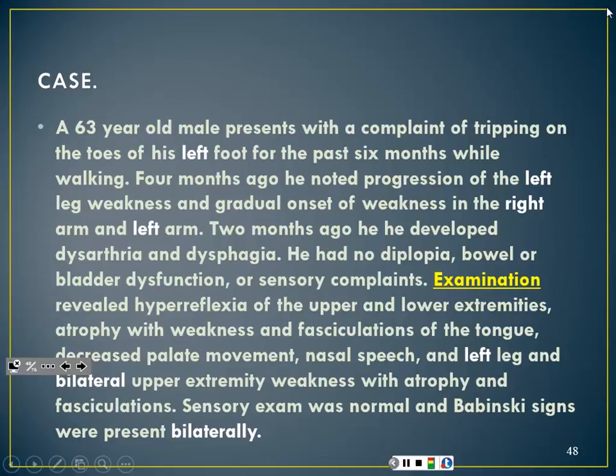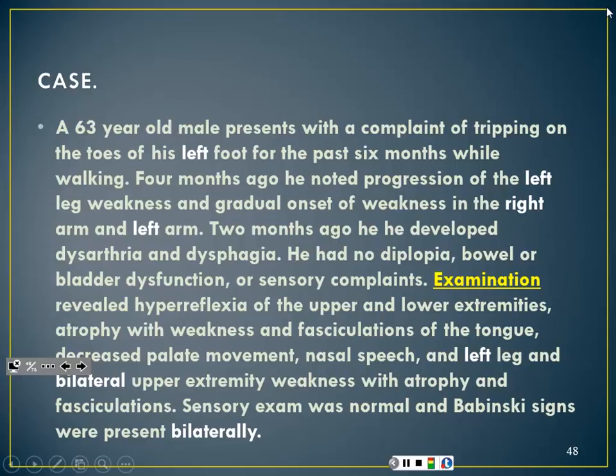Okay, 63-year-old male presents with a complaint of tripping on the toes of his left foot for the past 6 months while walking. 4 months ago, he noted progression of the left leg weakness and gradual onset of weakness in the right arm and left arm. 2 months ago, he developed dysarthria and dysphagia.